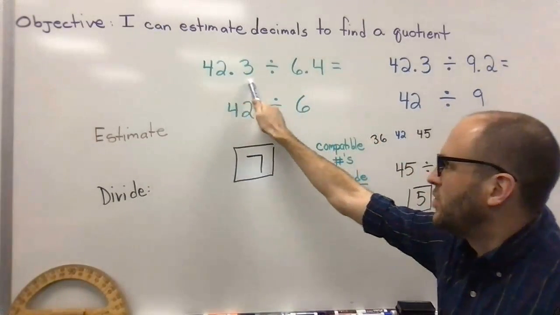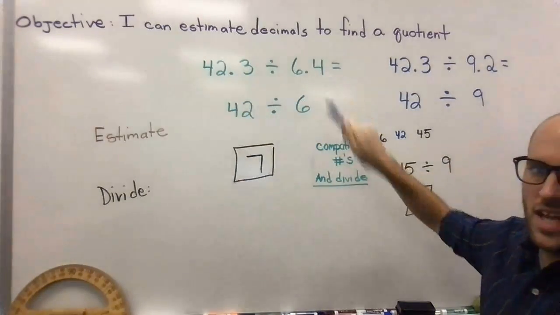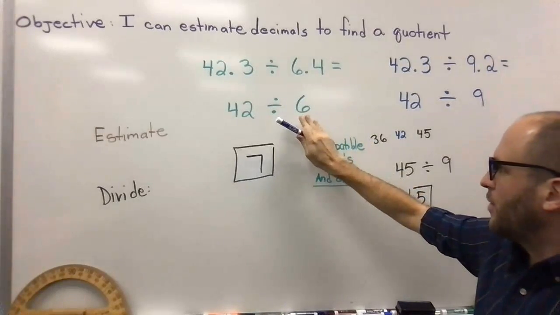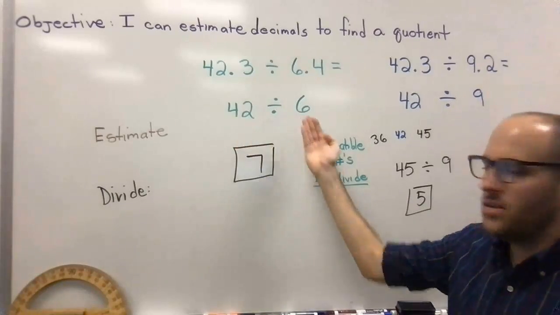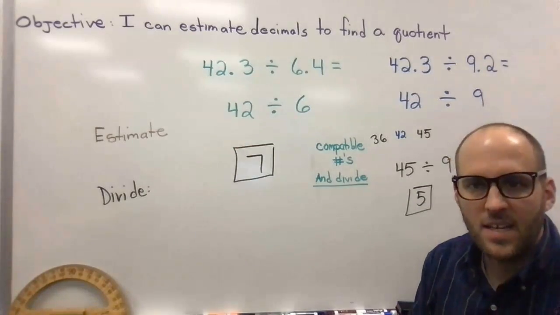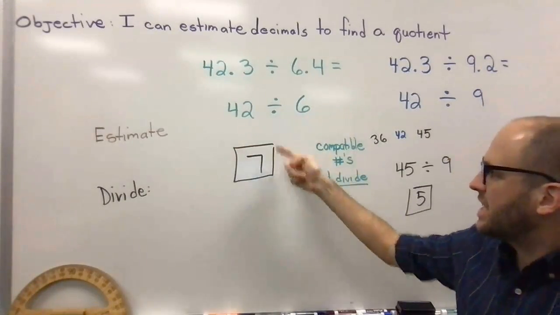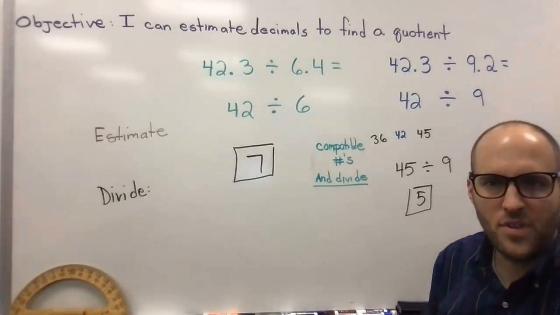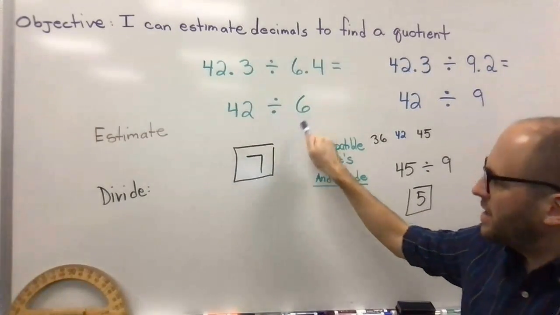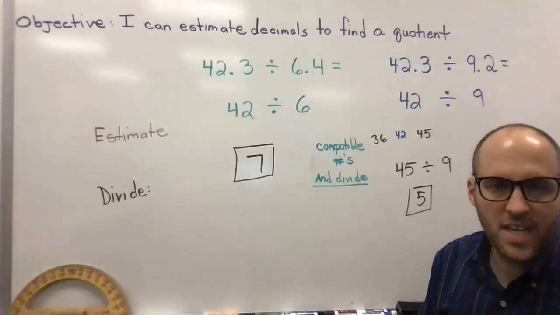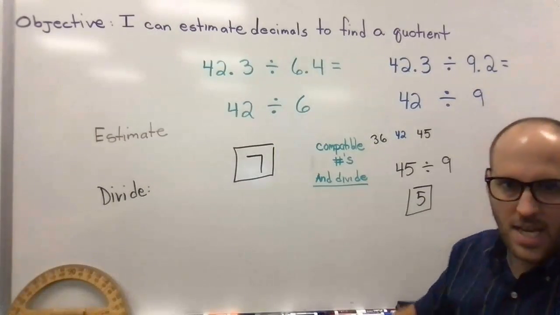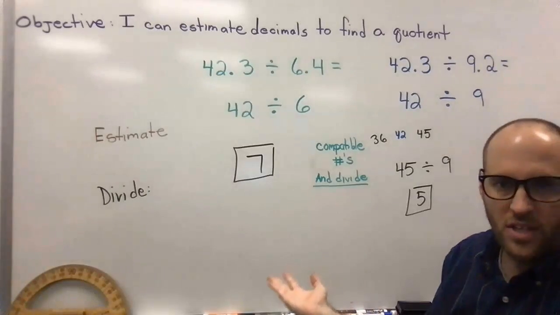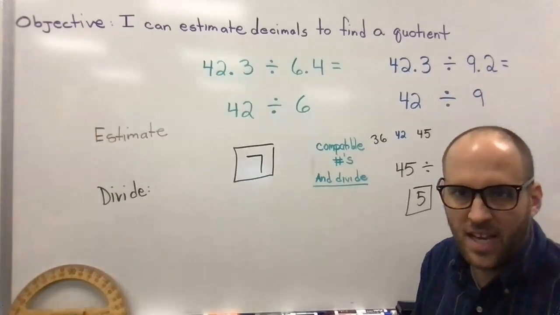So if I have 42 and 3 tenths divided by 6 and 4 tenths, notice I start by rounding and I get 42 and 6. If this comes out to a nice simple basic fact, something you can multiply by 6 to get 42, you don't have to do anything. So right here, 42 divided by 6 is 7. That comes out nice and easy. You don't have to worry about coming up with compatible numbers. Sometimes estimating will still work, just like it did for multiplication.